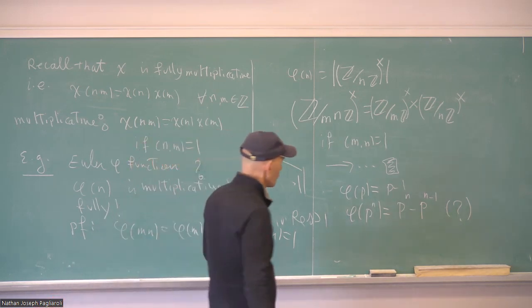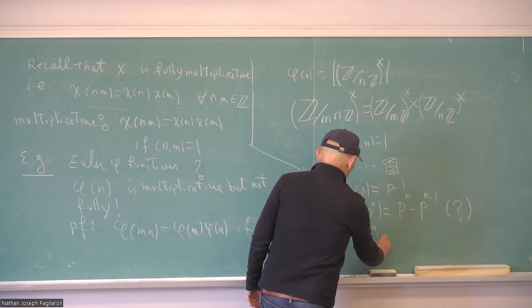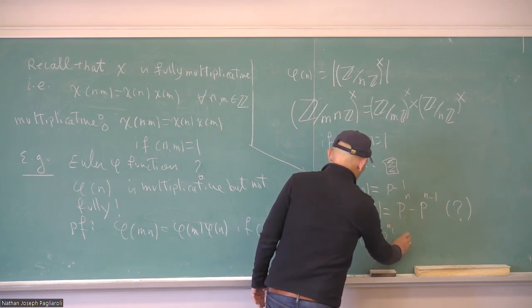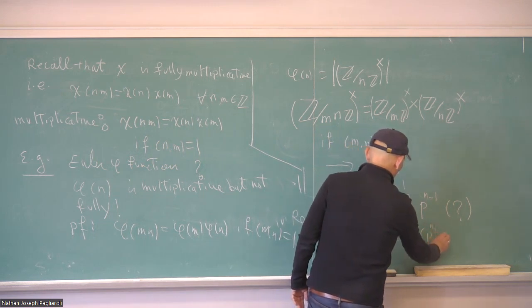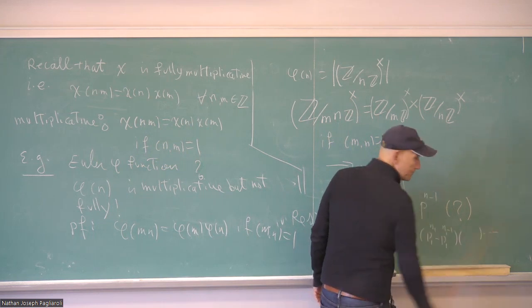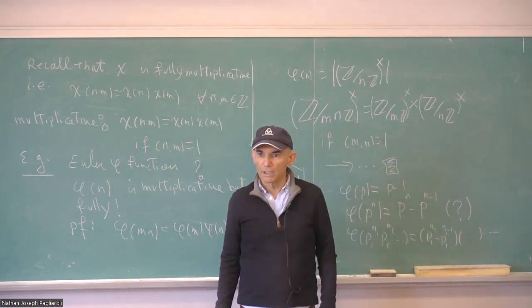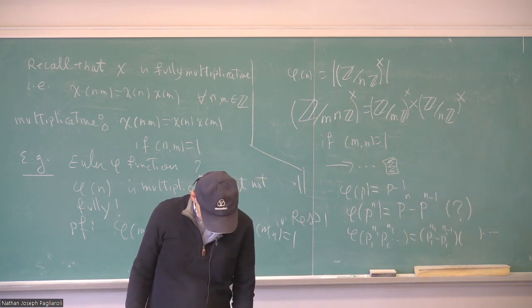So using that, then we know everything, right? Because you can just write phi of any number n as p1^n1, p2^n2, and so on. You can write it as p1^n1 (1 - 1/p1) times p2^n2 (1 - 1/p2), and so on, using multiplicativity, weak multiplicativity. So that's pretty good.